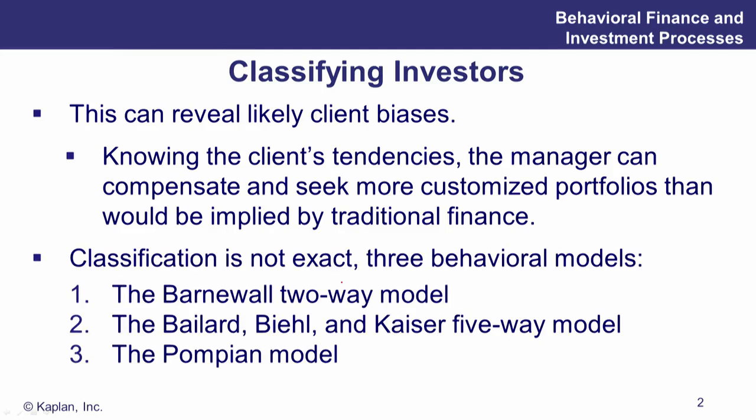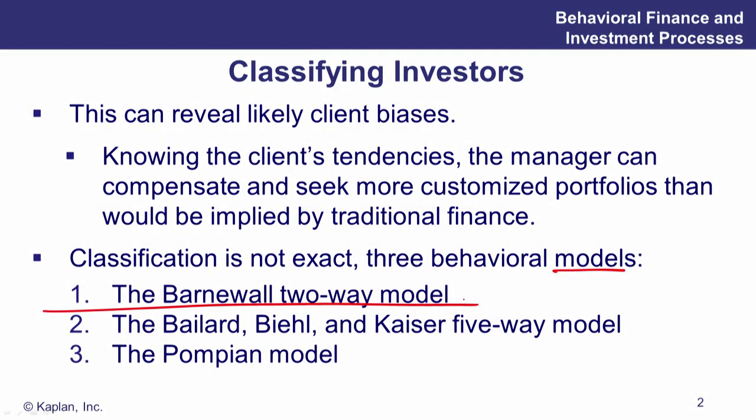Now, like I say, there are 3 processes, 3 models, that we need to be aware of. There's a very simple one, the first one, the Barnwell two-way model. As the name suggests, there are really only 2 types of investor that we would classify investors as, 2 buckets, if you like, that we'd throw them into. A little bit more sophisticated is the BBK, Bailard, Beal and Kaiser model, or the Pompian model. But they do have a lot of similarities, these 2 models, and so we can present them together. So let's start with the most simple one first. Number 1, the Barnwell two-way model.